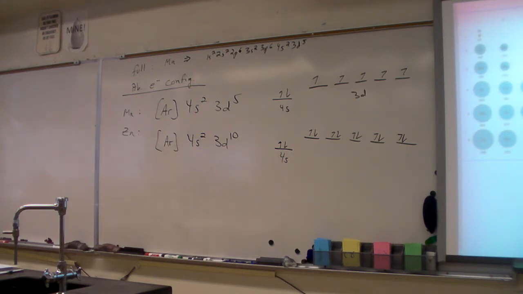What I'd like you to do is take a look at the orbital diagram and the abbreviated electron configuration that I've written up here for zinc. And can you, with your partner, discuss why zinc will always have a +2 charge when it forms an ionic bond? Talk about it with each other, see what you come up with.